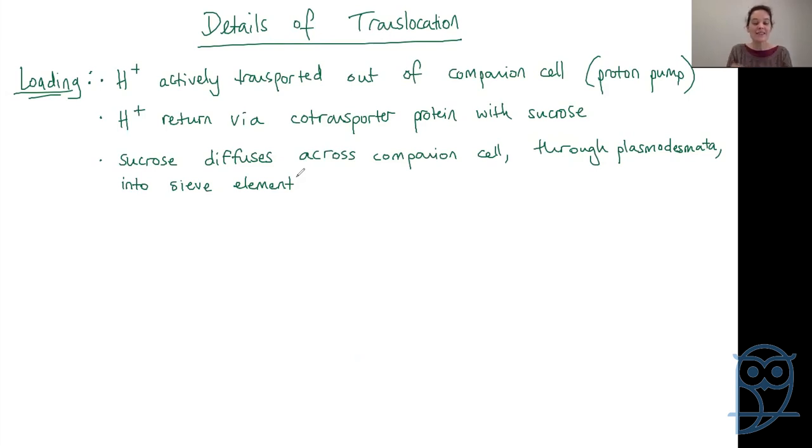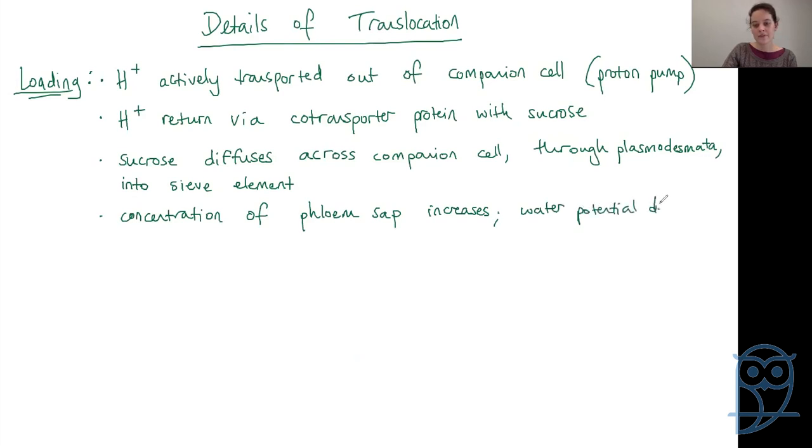Okay, so now we are in the sieve element. Now we've got a whole lot of sucrose in the sieve element. So our phloem sap has increased in concentration. We have dropped its water potential. We couldn't just stop at 4 modes of transport across the cell membrane. We've got to add another one.